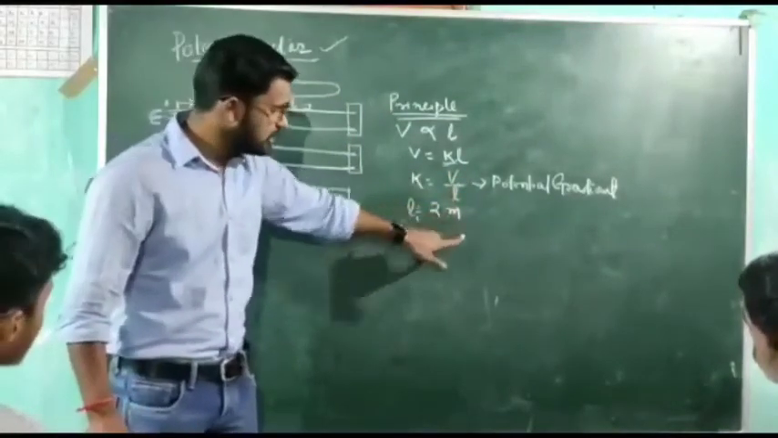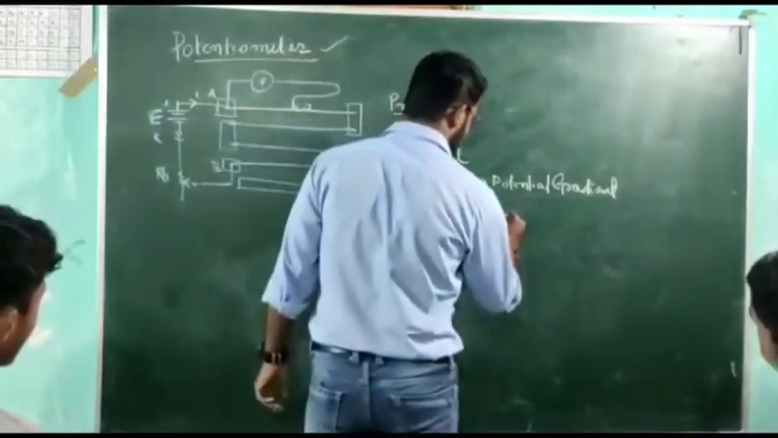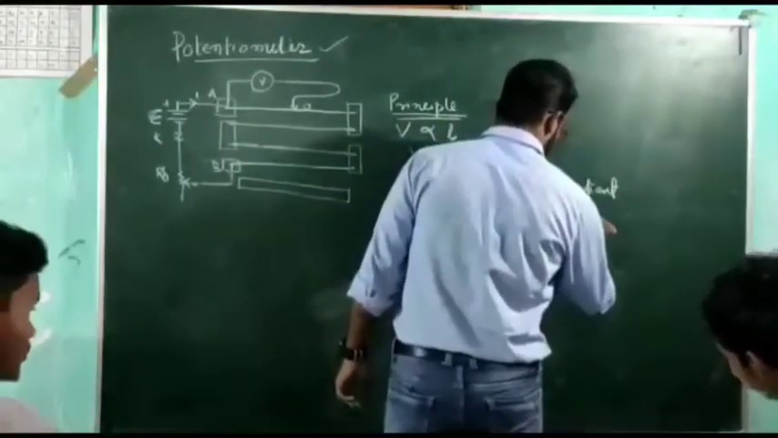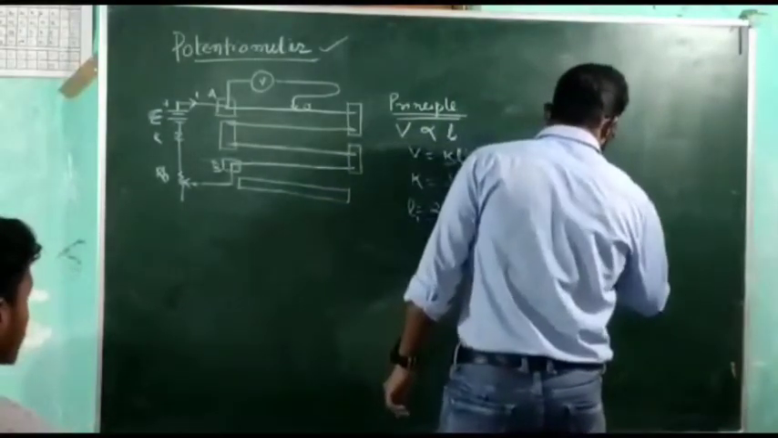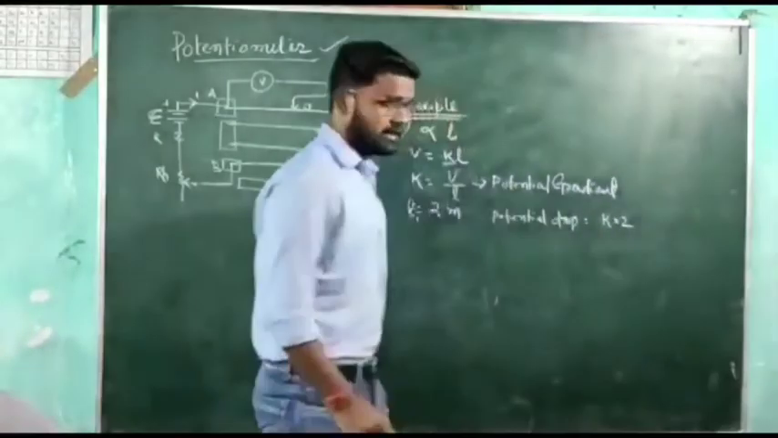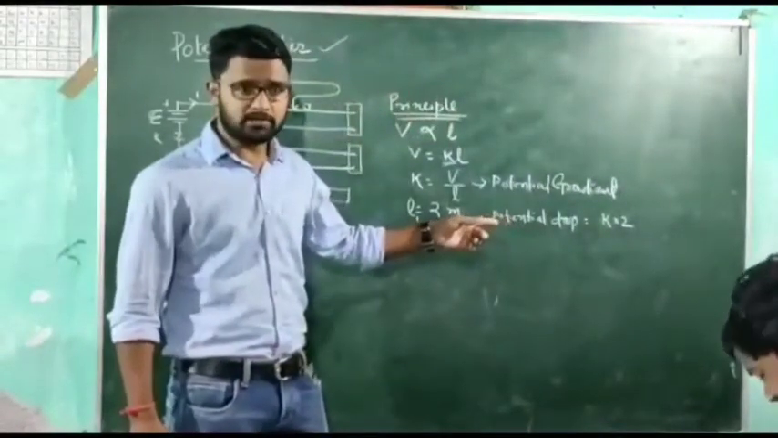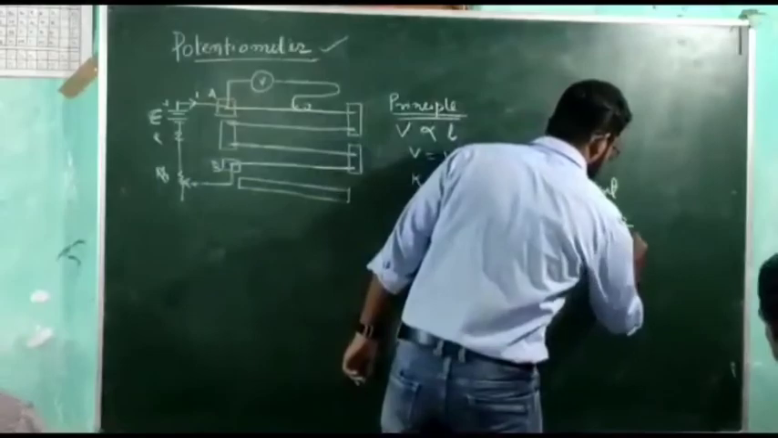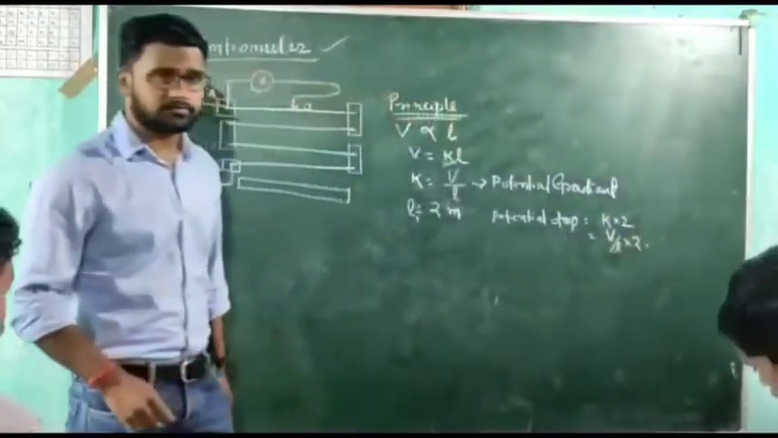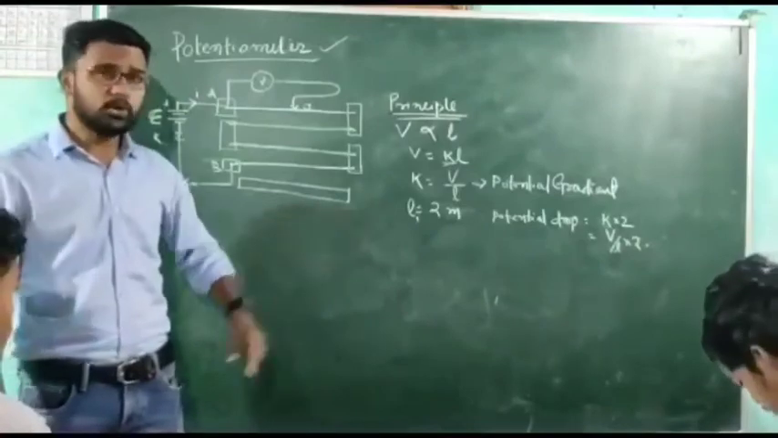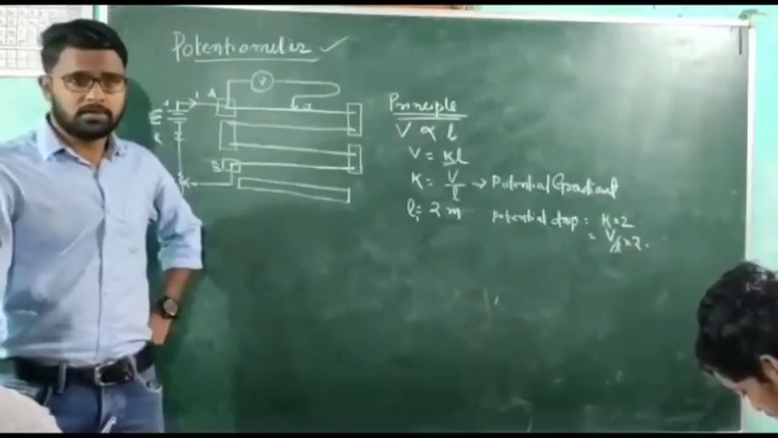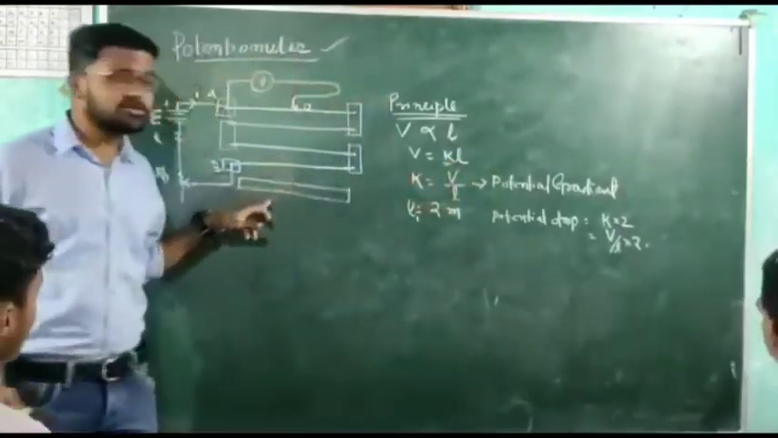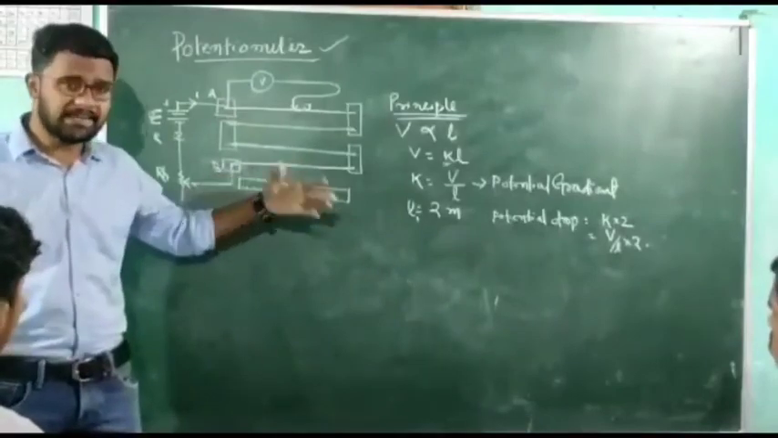Then for 2 meter the potential drop will be equal to K into 2 meter. I can do this by the unitary method. That is equal to V by L into 2 meter. Isn't it? V by L into 2 meter. That's all. By using this formula, I can determine the potential drop across the potentiometer wire at any length.